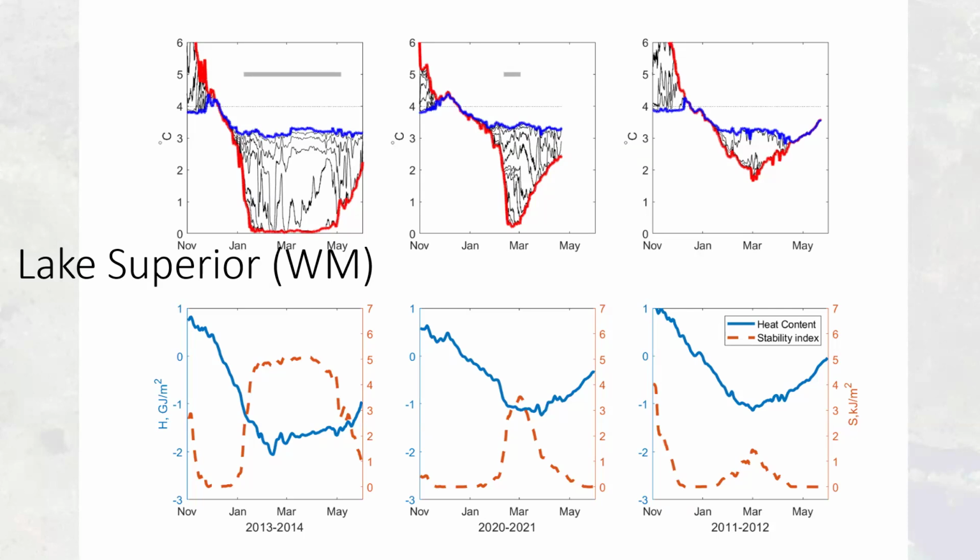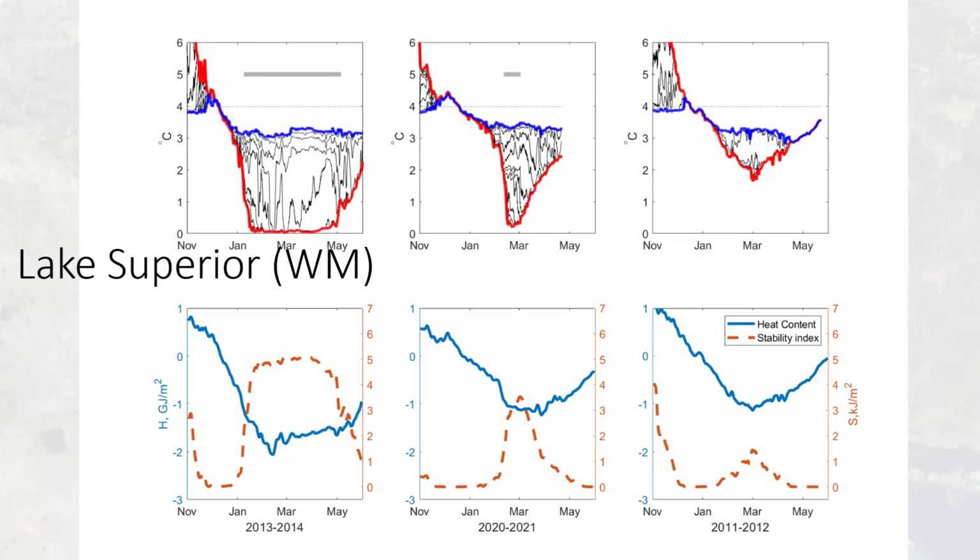And finally, in the very mild winter of 2012, it forms stratification, certainly, but it forms no ice. It doesn't get anywhere close to 0 degrees. You see only a little bit of ice in this 2021 column.